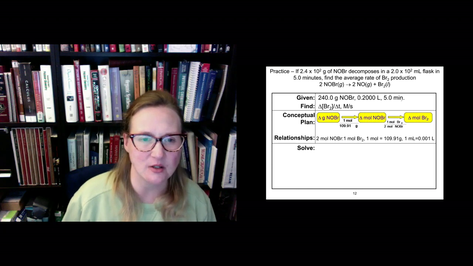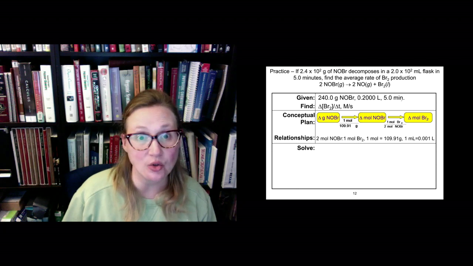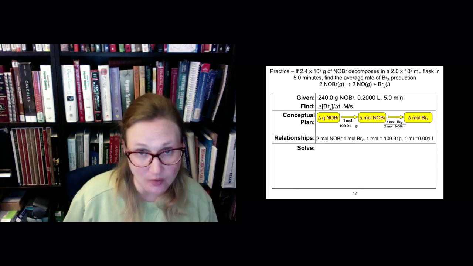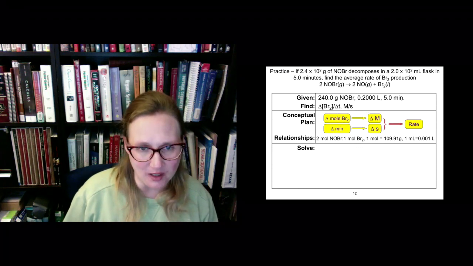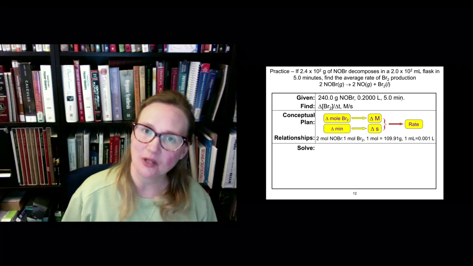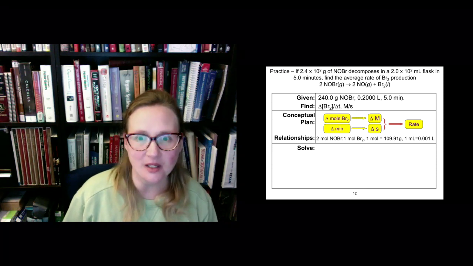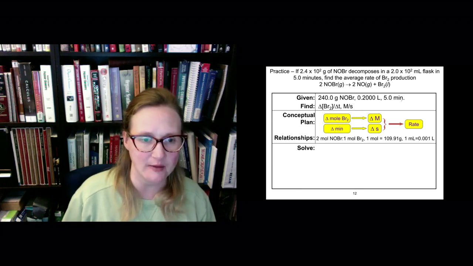So how are we going to do this? Well, first we need to convert NOBr into moles of NOBr, so we're going to use the molar mass. And once we've done that, then we're going to use the balanced equation to determine how many moles of bromine we have. Once we have moles of bromine, we can turn that into molarity. And then we can turn our minutes, which is 5 minutes, into seconds. That's going to give us a rate. So now we're prepared.